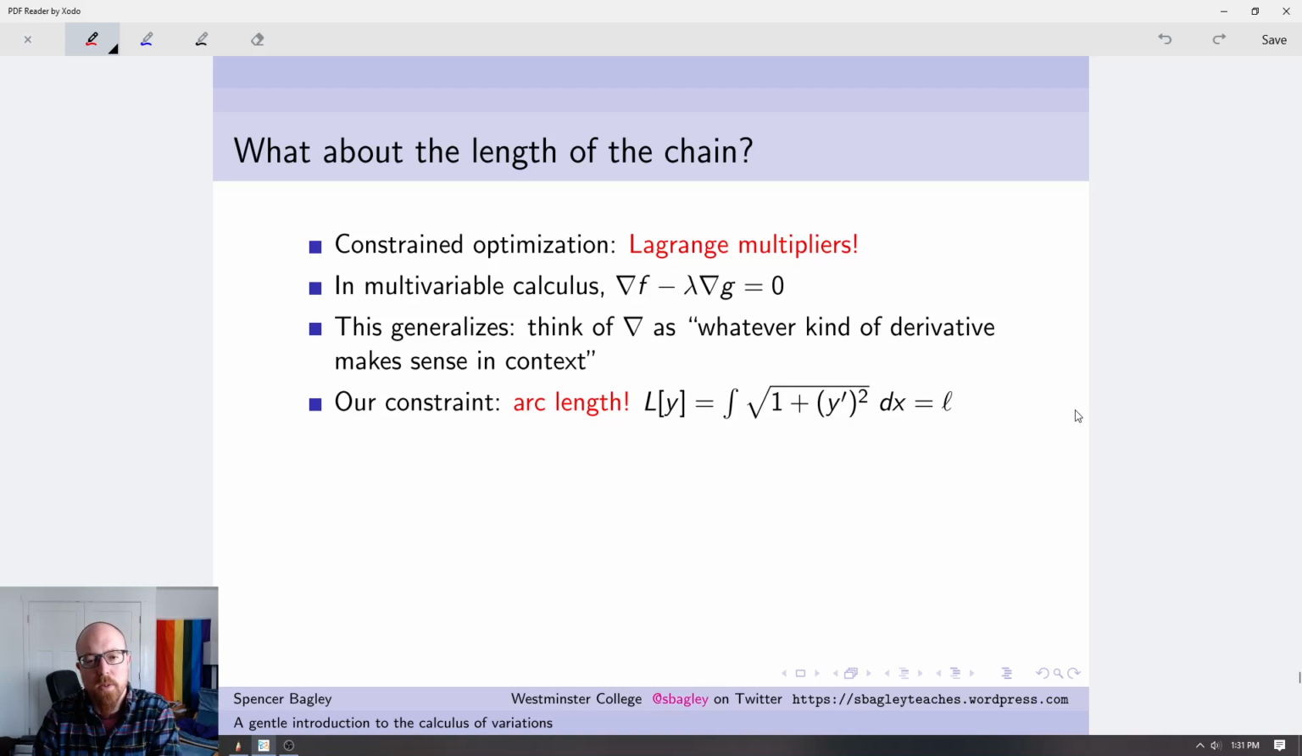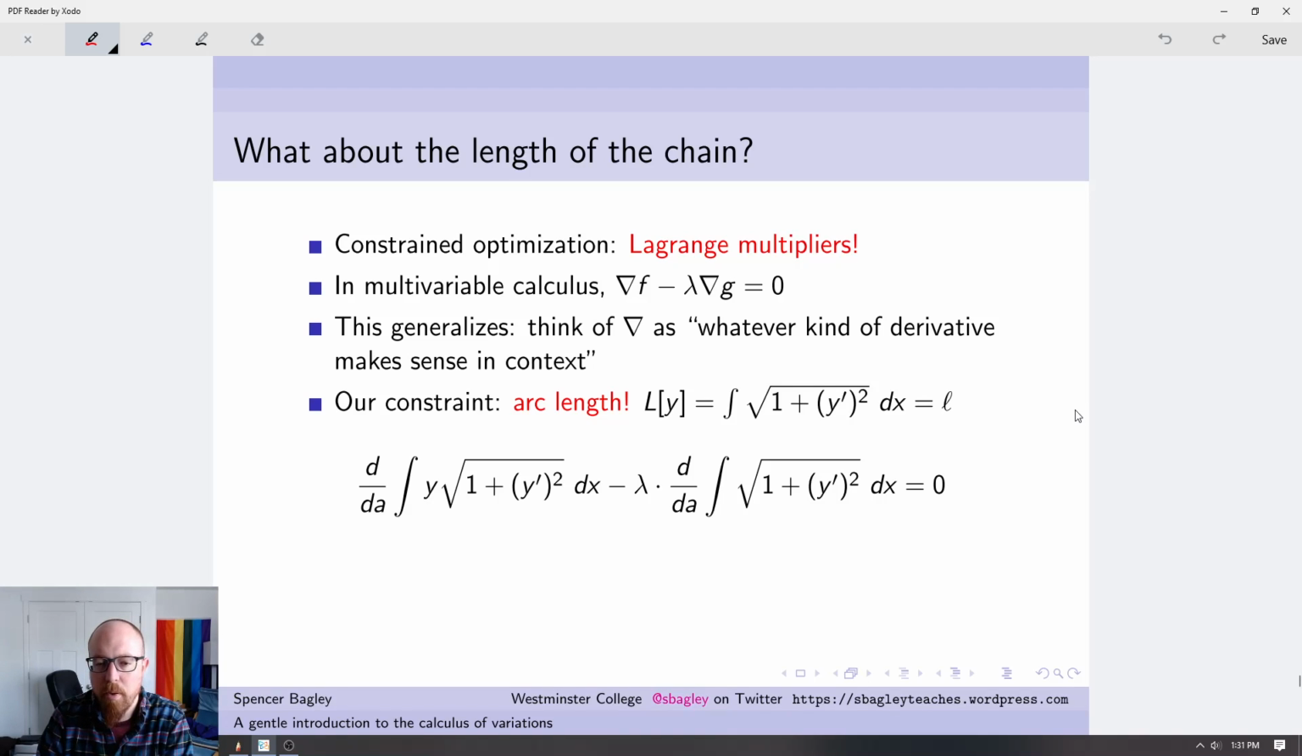Okay, so that's our G in the Lagrange multiplier situation. So if we set up, right, whatever kind of derivative makes sense, the function that we care about optimizing, lambda for a Lagrange multiplier, whatever kind of derivative makes sense, the function providing our constraint. Here's what this looks like.